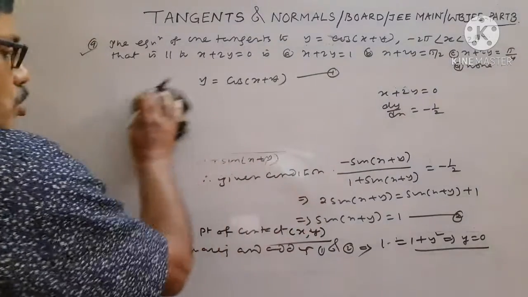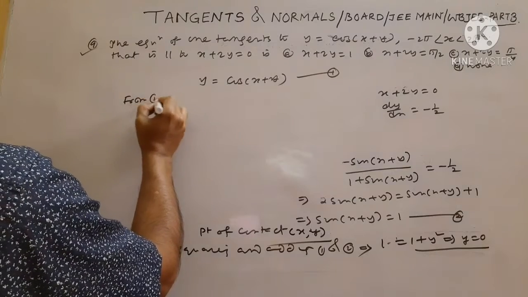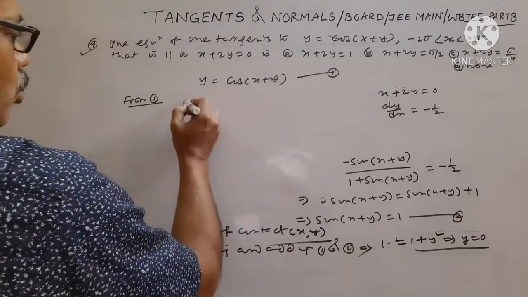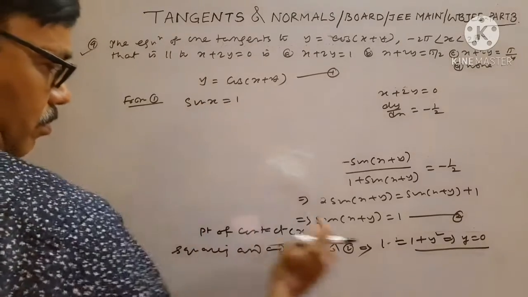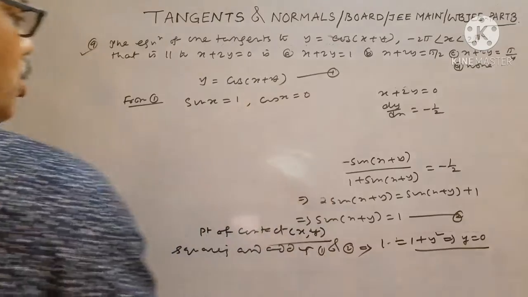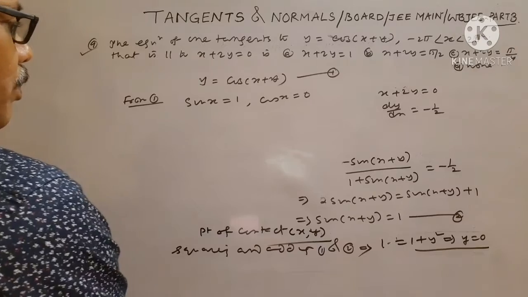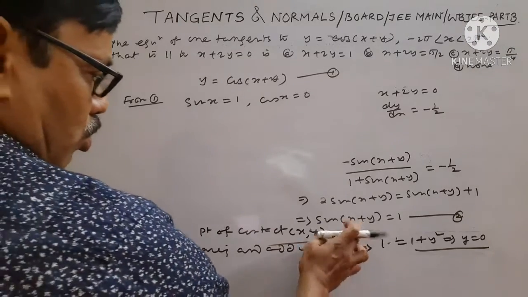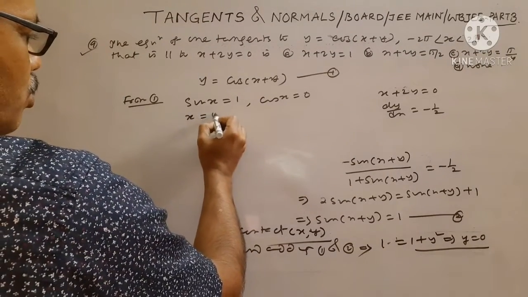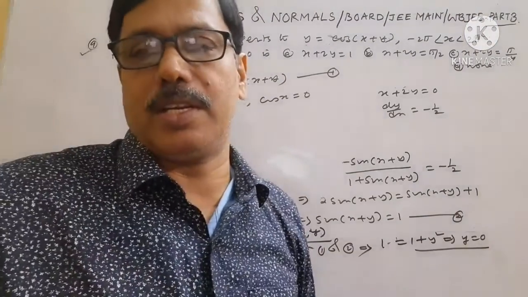Now if y equals 0, so from 1, we get sin x equals 1. From 2, sin x equals 1 and cos x equals 0. So sin x equals 1, so x equals π by 2. We are getting x equals π by 2.